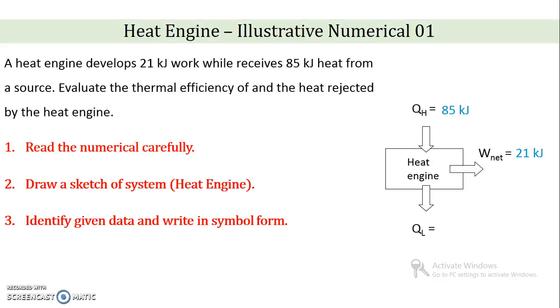For example, here QH is 85 kJ, and the net work developed is given as 21 kJ. We have to find out QL, the heat rejected, and the thermal efficiency of the heat engine. Here, while writing the data, be consistent with the units. For example, we can see that the heat supplied and net work are both in kilojoule.